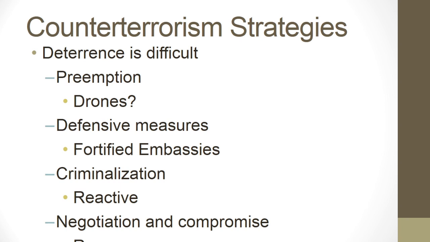Counterterrorism strategies, all right? There's very few that actually work. Preemption, the use of drones, that usually doesn't work too well. It actually ends up worse for us. Defensive measures, fortifying our embassies, also not really an effective strategy. Criminalization of terrorism is a reactive strategy and thus not an effective strategy. Also, negotiation and compromise, it is very rare that this actually works.